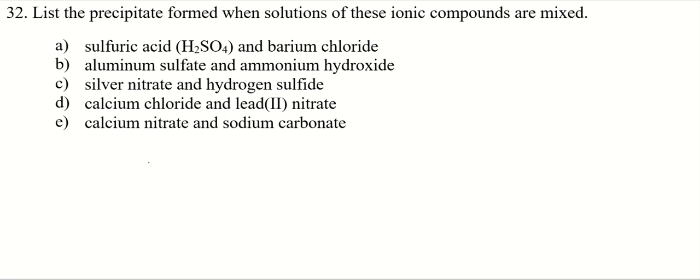I've decided to make a separate video for each of these. We're going to do B. Aluminum sulfate: aluminum is Al. Sulfate is SO4. We're going to need parentheses here because aluminum is a 3 positive charge cation and sulfate is a 2 negative. So 2 negative, 3 positive.